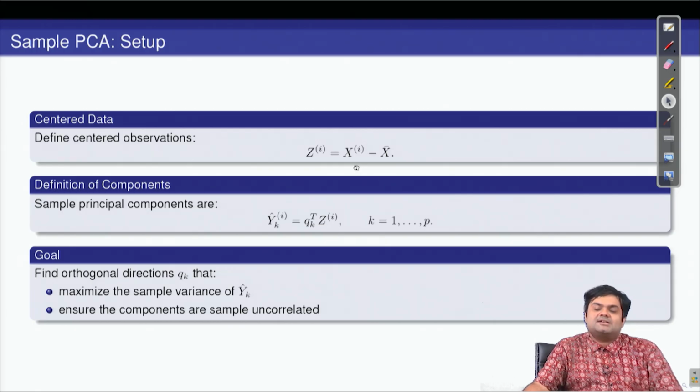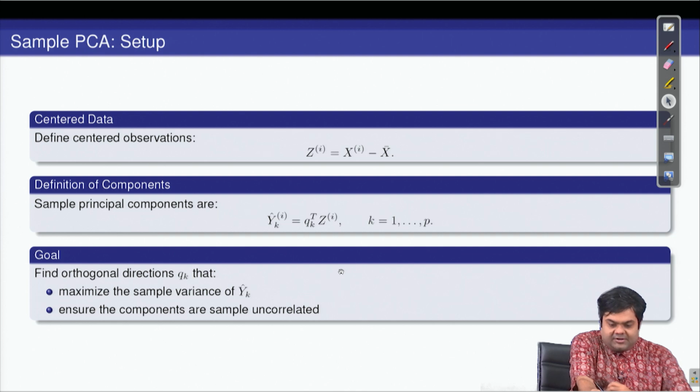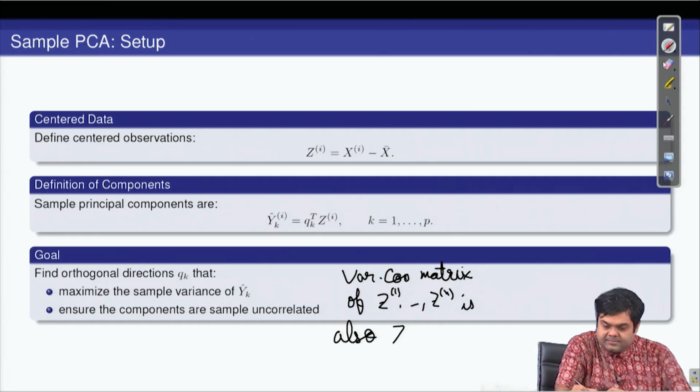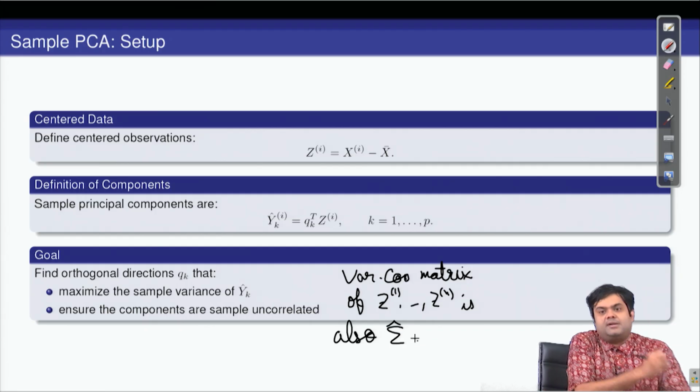because after all the mean of these zi's is 0, and basically if you write it down, the variance covariance matrix of this data, z1 to zn, is also sigma hat, one can check.